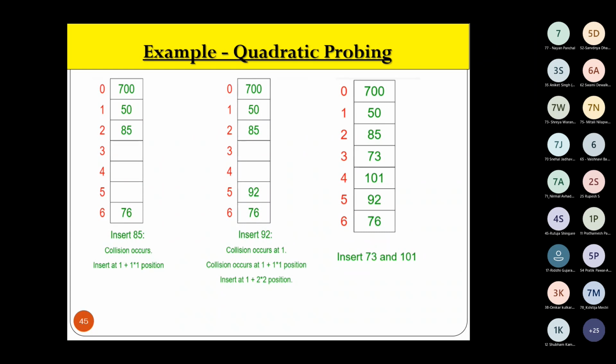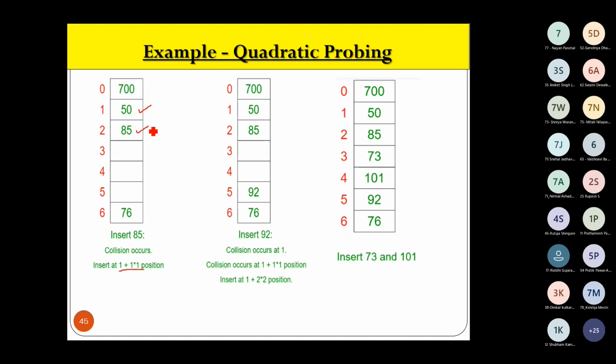Now see here. Insert 85. 85 mod 7, what is the remainder? 85 mod 7, the remainder is 1. Is location 1 empty? No, ma'am. Where to put the element? 1 plus 1 square, which is 2. So 85 is placed at that location.